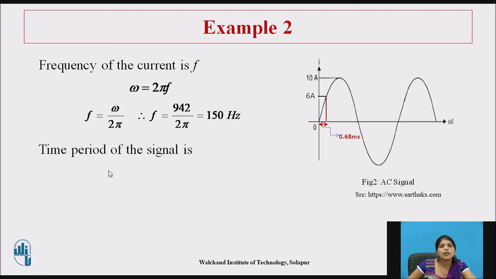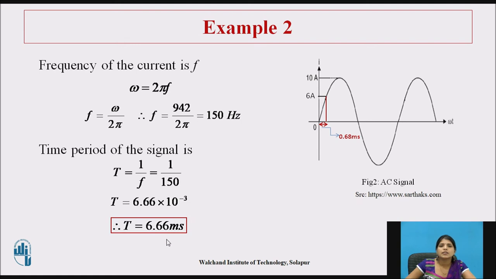Now we want to calculate the time period of the signal. So T is equal to 1 upon f. Put the values of frequency here, 1 upon 150, and here we are getting T is equal to 6.66 millisecond. Yes, so this is the time. You can see this is the whole time, starting from this point and ending here. So we require the total time for this, which is 6.66 millisecond.